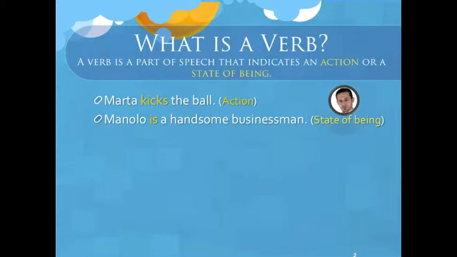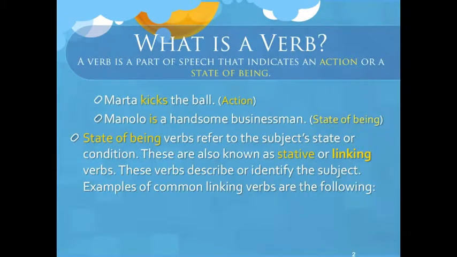Manolo is a handsome businessman. The verb in this sentence is "is," and is a state of being verb. State of being verbs do not express action. They link the subject to the predicate in a sentence. That's why they're called linking verbs. They also can refer to the subject's state or condition. These are also known as stative or linking verbs. These verbs describe or identify the subject.